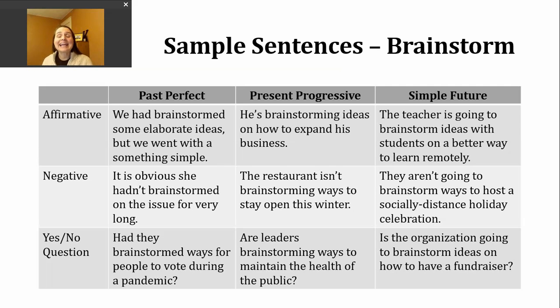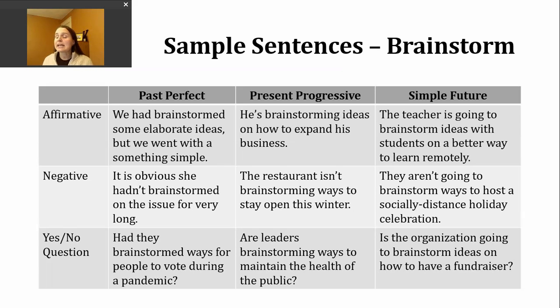If I want to make a negative simple future sentence using be going to, I'm going to insert not after our be verb. The same rules apply for contractions here too. They aren't going to brainstorm ways to host a socially distanced holiday celebration.